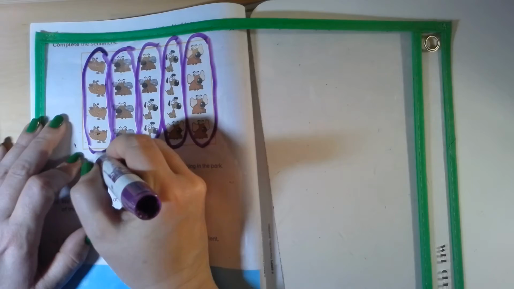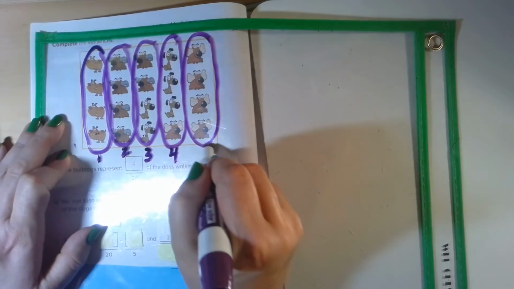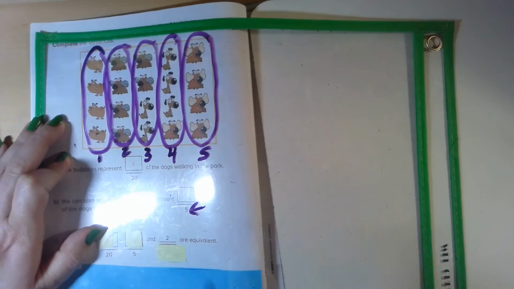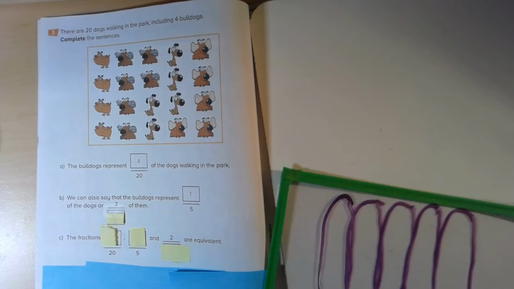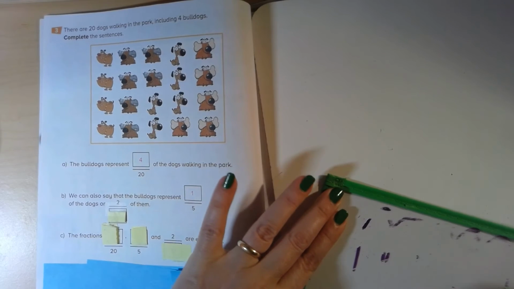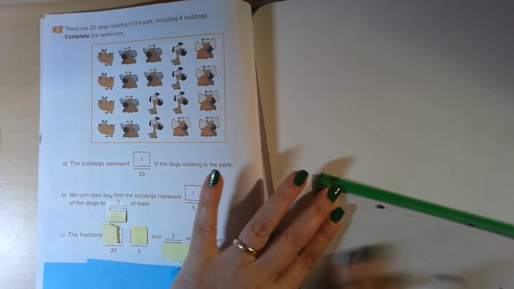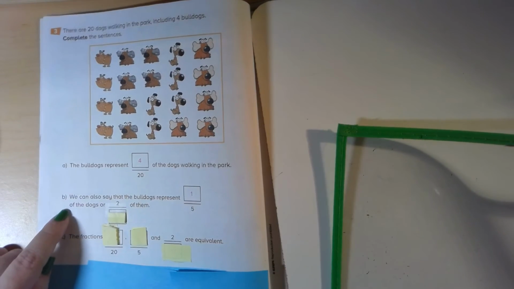Do you see my groups? 1, 2, 3, 4, 5 total groups. That's what they asked for. 1 whole group is going to be our bulldog. Don't make the same mistake I made. I put it into groups of 4 originally, and I put 5 dogs into each group, but that's not what they're asking. Sometimes you make mistakes. That's okay. Let's look at the next question.